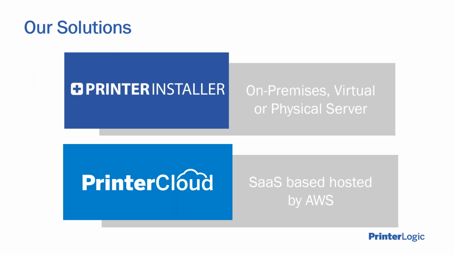So just so you know, there's a couple different ways to digest our product. You can look at Printer Installer, which is your on-premises version of the platform. You're using either a virtual or physical server. And then we also have Printer Cloud, which is going to be a solution that's hosted in AWS. So just really quick, I want to give you an idea on that too. I have a little reference architecture for you.